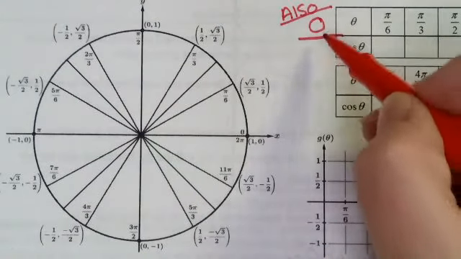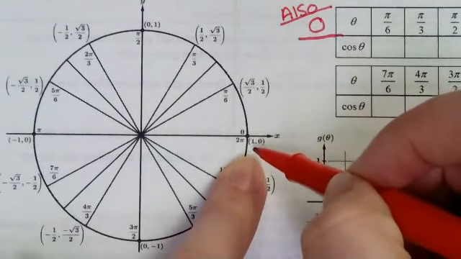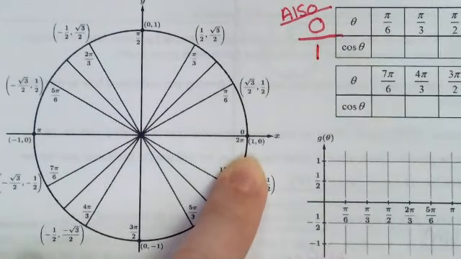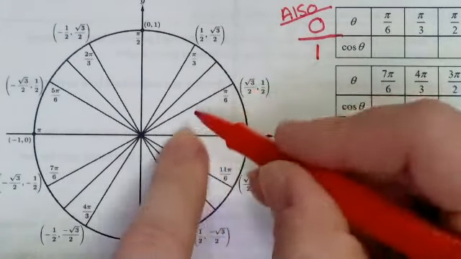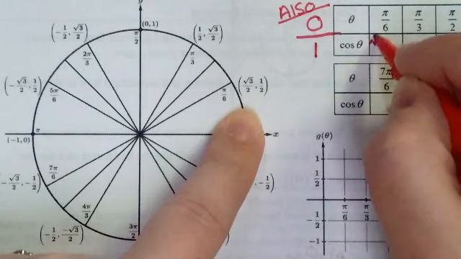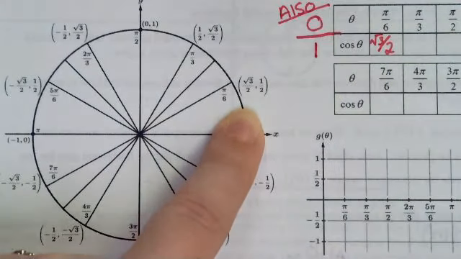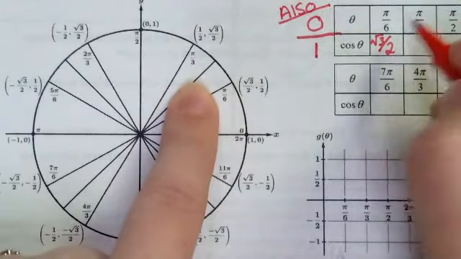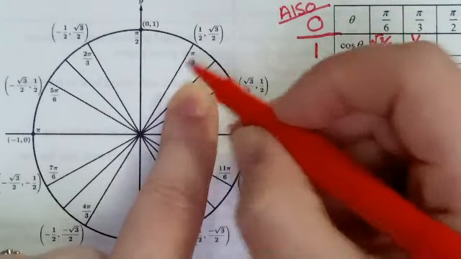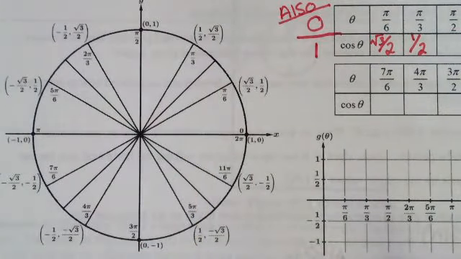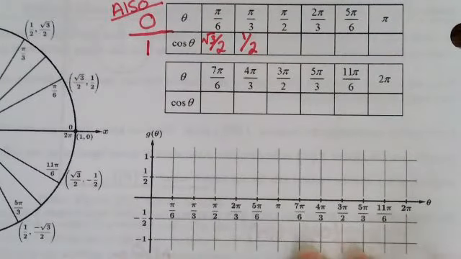Let's see. At 0, my x-coordinate is 1. At pi over 6, my x-coordinate is root 3 over 2. Pi over 3, my x-coordinate is 1/2. So you see what we're doing here is we're just looking at that and taking the x instead of the y. All right, pause the video, give this a shot. I want you guys to finish out the table and then the graph and then come back, okay?